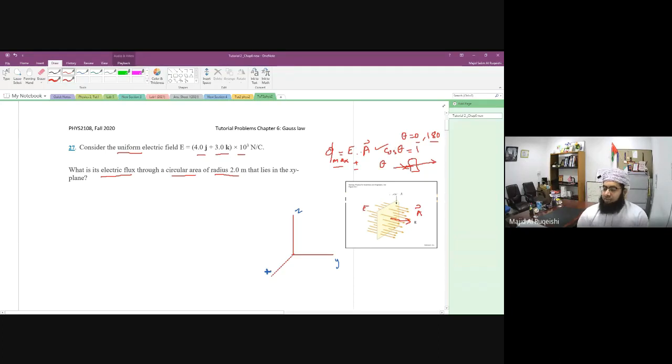We know that when phi is positive, the lines are coming from inside, going out. If more lines are coming from outside, going in, we call it a negative value of phi. But phi itself is not a vector. E is a vector and A is a vector, but phi itself is a scalar, which is the result of these two together. So now we should know what is the value of E. Is it changing? Also, what is the value of A? Is it a fixed area?